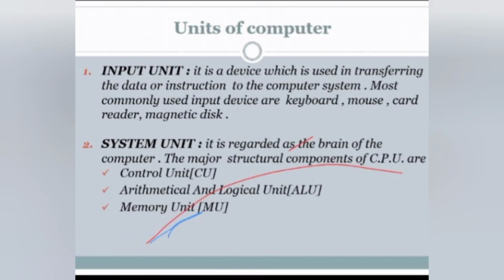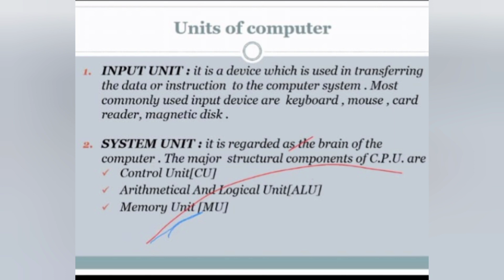And next we are going to see the units of the computer. Here we can see the input unit and the system unit. The input unit is a device used for translating data or instructions to the computer system. Most commonly used input devices are keyboard, mouse, and reader. The system unit is regarded as the brain of the computer.